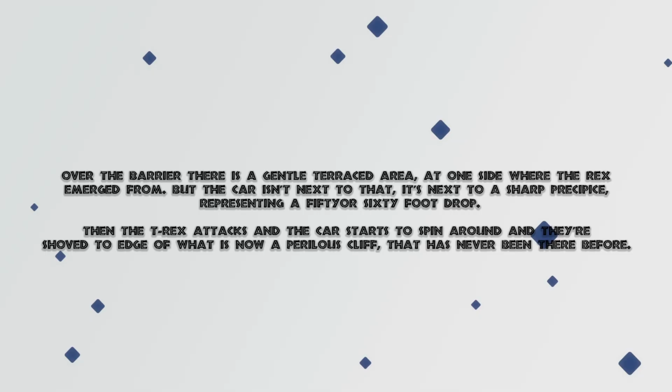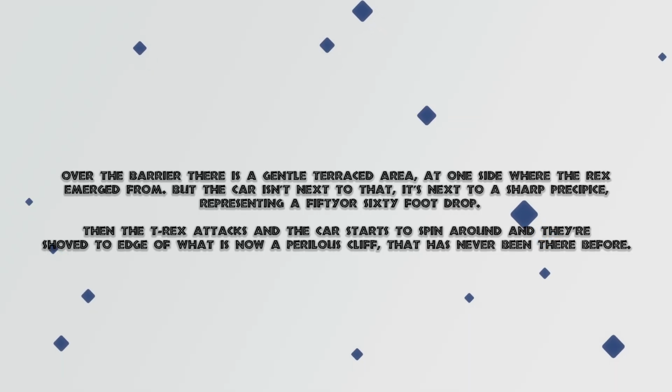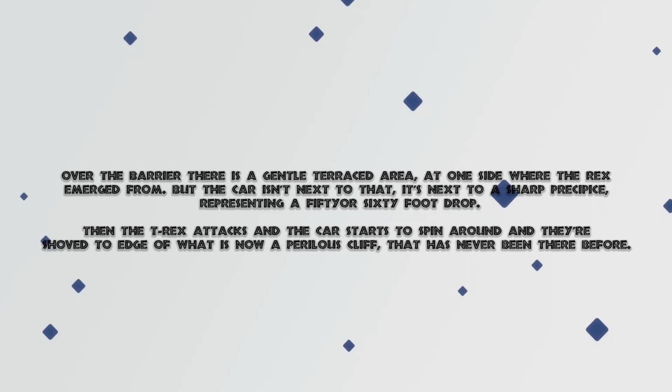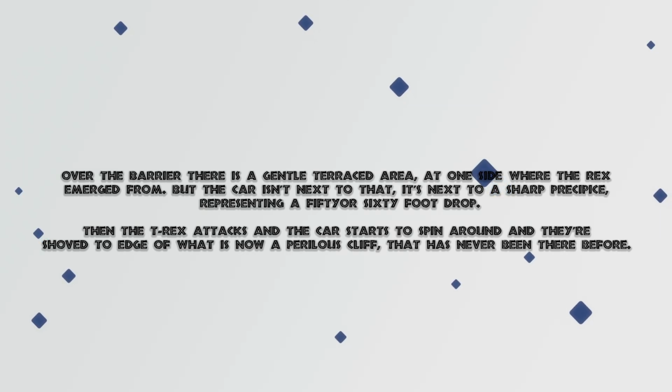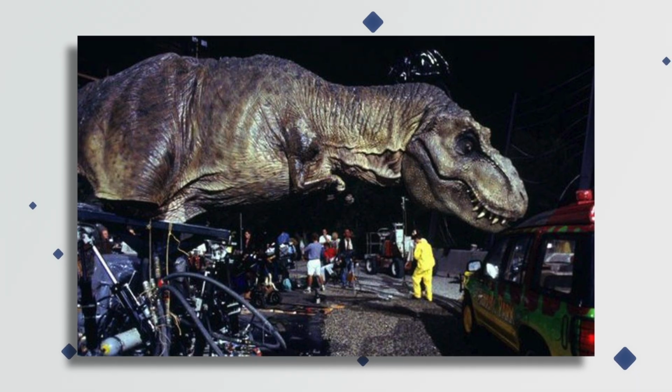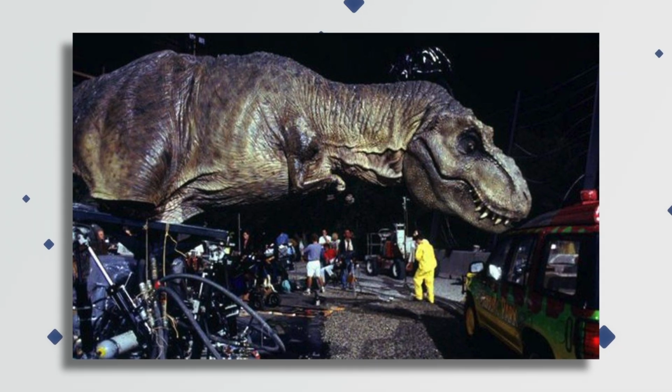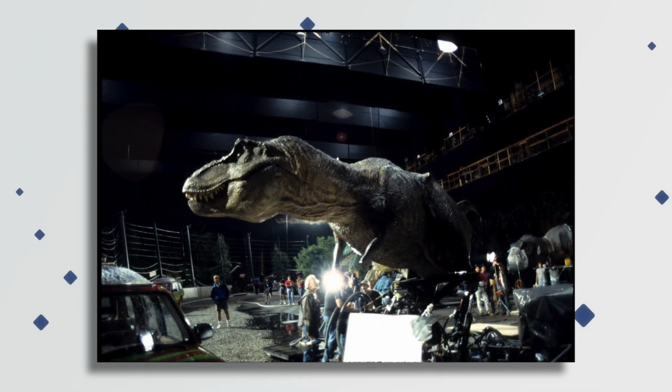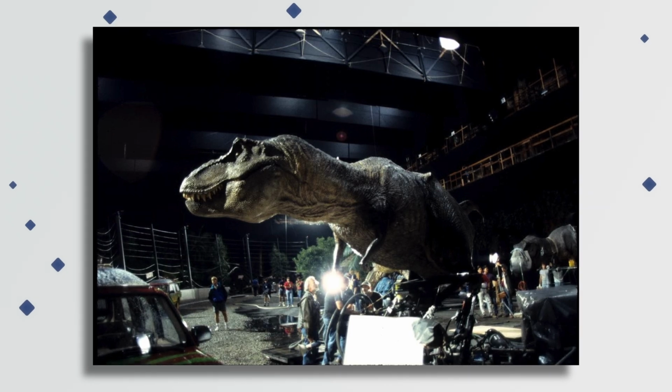David Koepp said, "Over the barrier there is a gentle terraced area at one side where the Rex emerged from, but the car isn't next to that, it's next to a sharp precipice, representing a 50 or 60 foot drop. Then the T-Rex attacks and the car starts to spin around, and they're shoved to the edge of what is now a perilous cliff that has never been there before." But when he asked Steven Spielberg whether the audience would question this, he simply pointed at the life-size animatronic T-Rex as to what people's main focus would be in the scene.